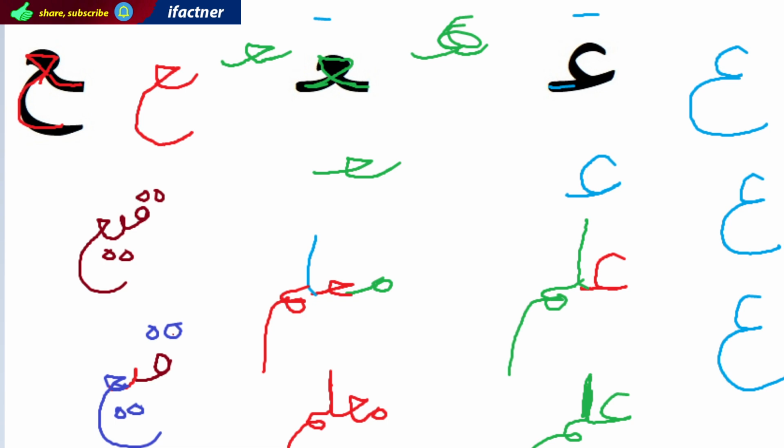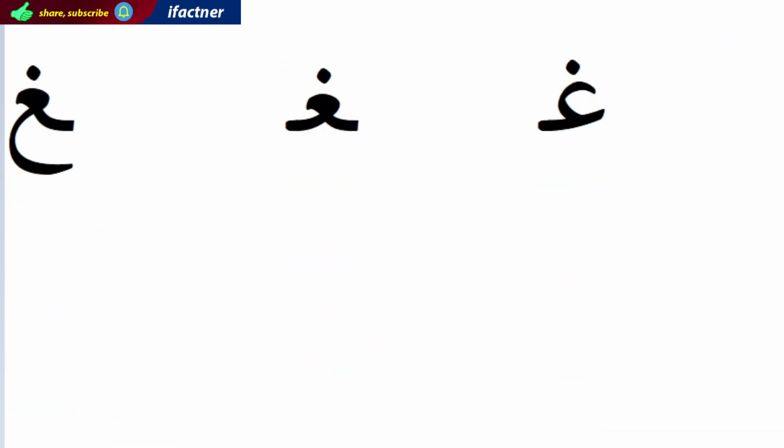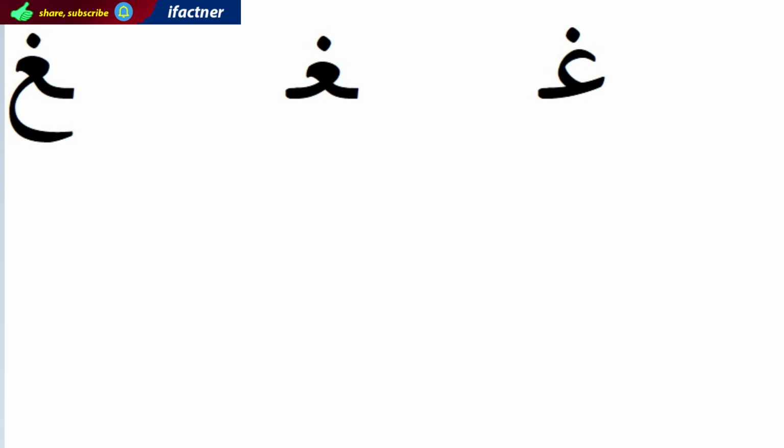Now let's move forward to ghain, and the good news is that you write ghain in the same way as ain, but with just a dot on top of it. So to write ghain in its independent position, we write it like this, with a dot on top of it: a small semicircle, and then a big semicircle, and a dot on top of it. Now when we write ghain in its initial position, you take the first part and add this extension. You take the first semicircle and then add the extension just like ain.